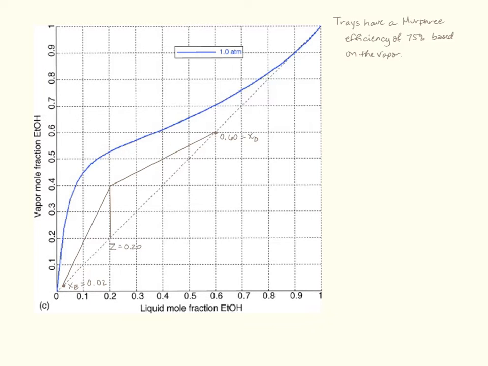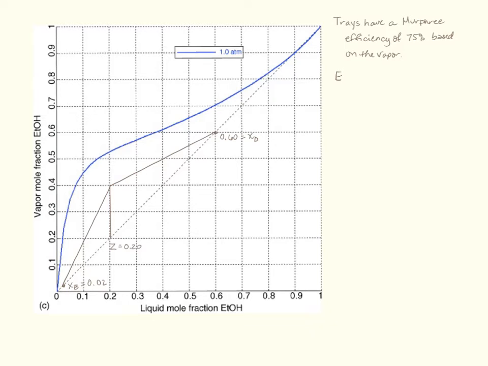So let's look at another example, but this time we're going to have a Murphree efficiency imposed upon us. The trays have been evaluated, and for our system they have a Murphree efficiency of 75% based on the vapor. Now I've drawn in the operating lines based on the original system. I did change my reflux ratio to something so that I'll have more space to draw, so you'll be able to see better what's going on.